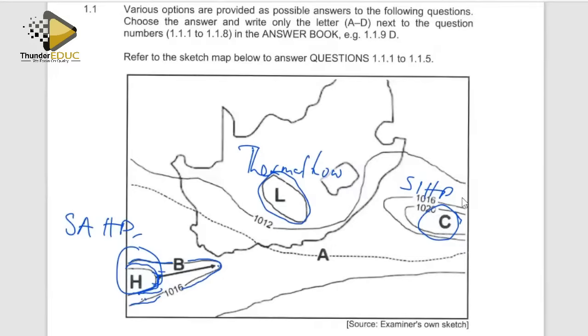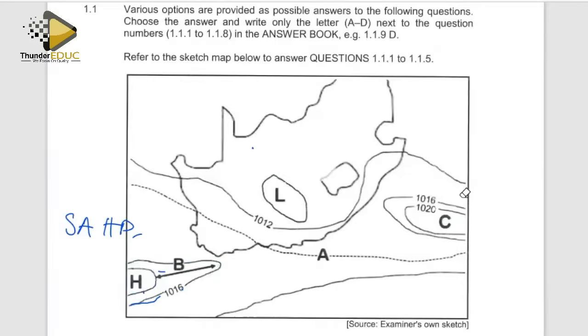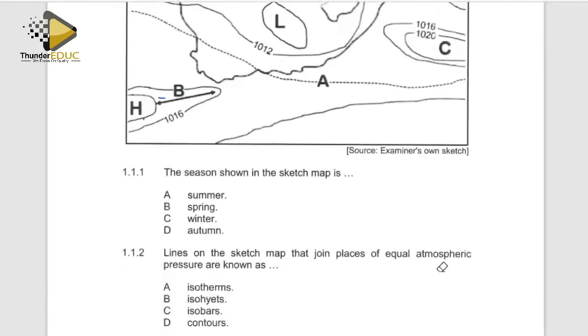We need to now go to our questions and try to answer them, based on the map which is provided. Our first question, which is question number 1.1.1: what is the season shown on the sketch map? The season given there is our summer season. The correct response is summer season.